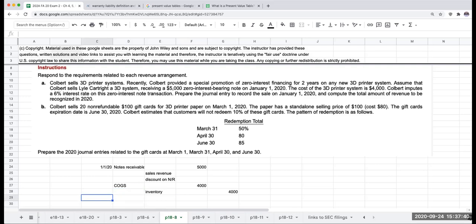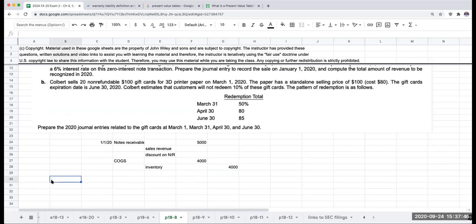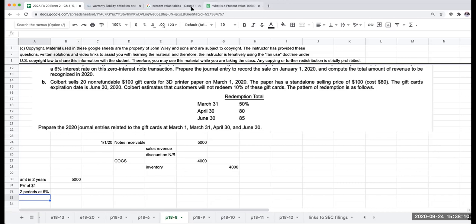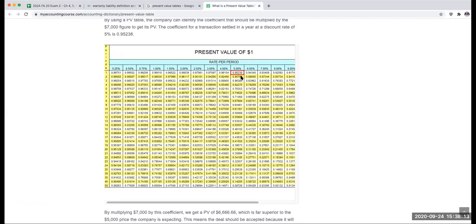So to figure out the amount of sales revenue that I need to record, I need to present value this amount back. The amount in 2 years is $5,000. The table I'm going to use, because it is a lump sum amount, is the present value of a dollar. This is going to be 2 periods or 2 years at 6%. Okay, so I'll go to my present value table. If I go to 2 periods at 6%, what I end up with is 0.89.